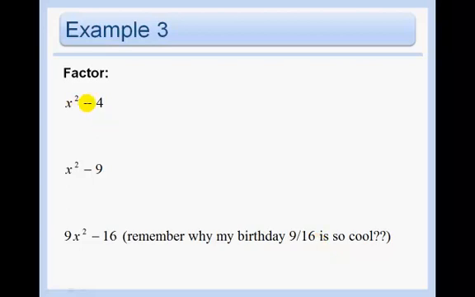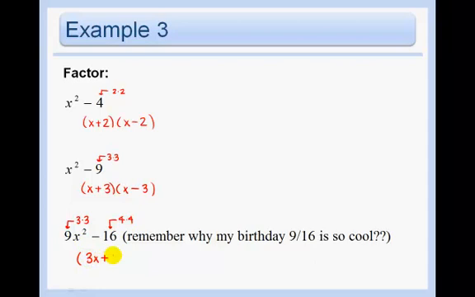So I just did these two. This would be x plus 2, x minus 2. This would be x plus 3, x minus 3, because remember this is 3 times 3. This is 2 times 2. What about this one? 9x squared minus 16. And you might remember on September 16th, I told you it was my birthday, that it's the coolest birthday in the world because 9 is a perfect square, 3 times 3, and 16 is a perfect square, 4 times 4, meaning this guy can factor into 3x plus 4 times 3x minus 4.